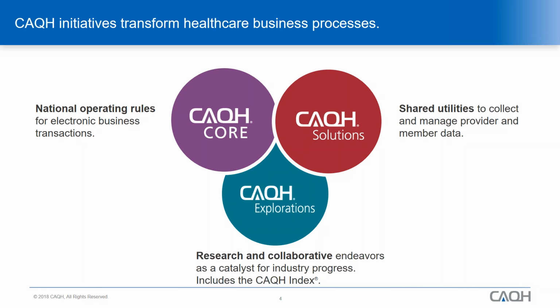Last but not least, I want to talk about CAQH Explorations. CAQH Explorations is our research arm, and they uncover how much progress the industry is making with regard to adopting electronic transactions. If you want to learn more about CAQH Explorations, we publish an annual report called the CAQH Index. You can find that on our website. And a neat little tidbit, there's still about $11 billion worth of savings in the industry if we continue to adopt electronic transactions. So the report is filled with insights like that. If you're interested, please check it out.